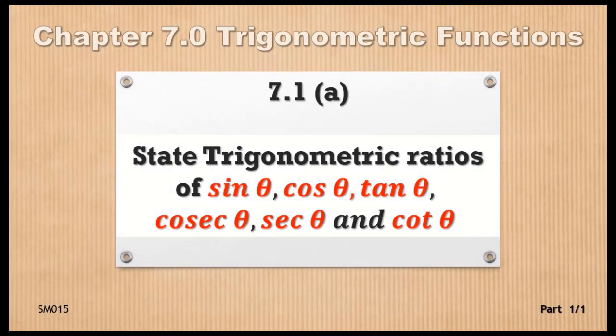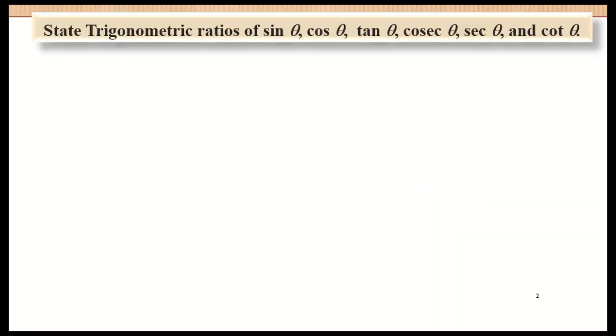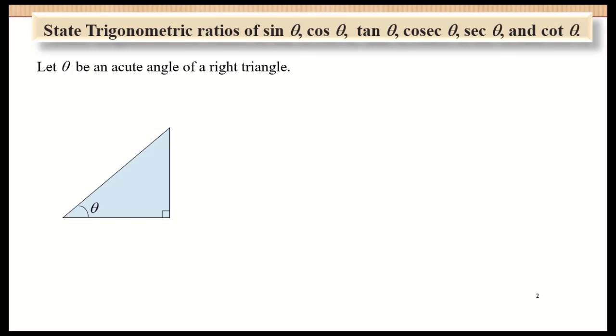Hello, today we are going to learn how to state the trigonometric ratios of sine theta, cosine theta, tangent theta, cosecant theta, secant theta, and cotangent theta. Let theta be an acute angle of a right triangle. This is the hypotenuse. The side which is opposite theta is the opposite. The side which is beside theta we call the adjacent.